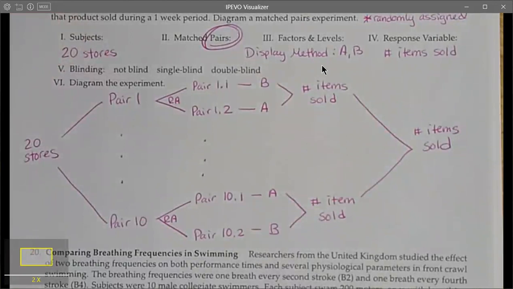All right, so that is our second type of matched pairs. That's a very traditional pairing.